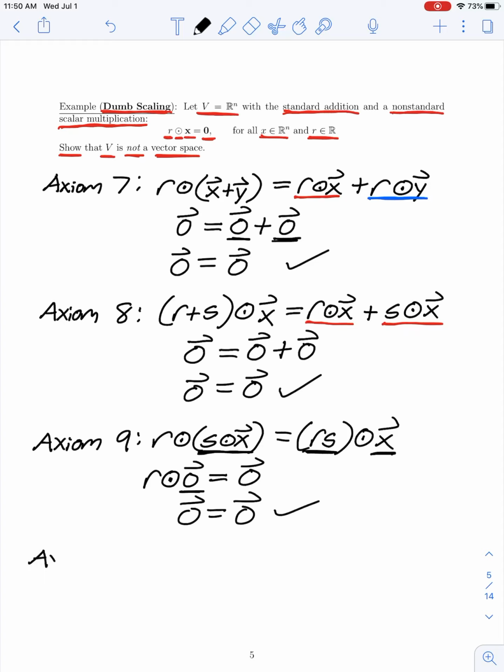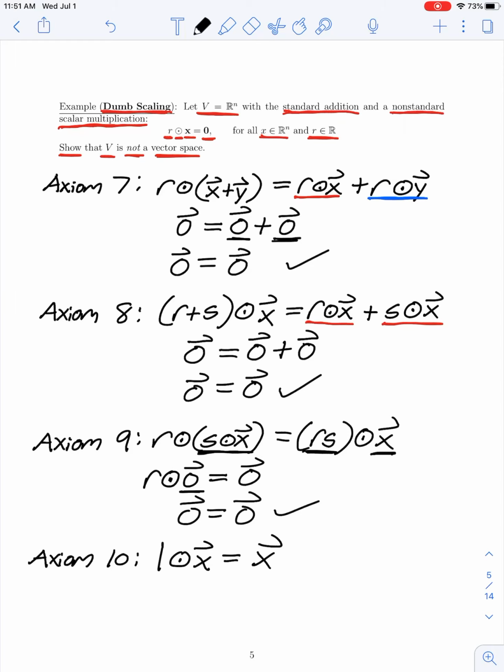So let's consider our last axiom involving a scalar multiplication of a space. So the last axiom was if you take the scalar 1 and take its scalar multiple of a vector, you're supposed to get back the same vector x.